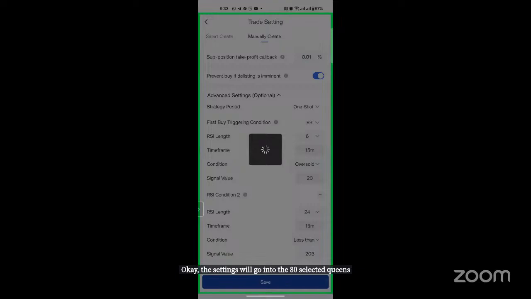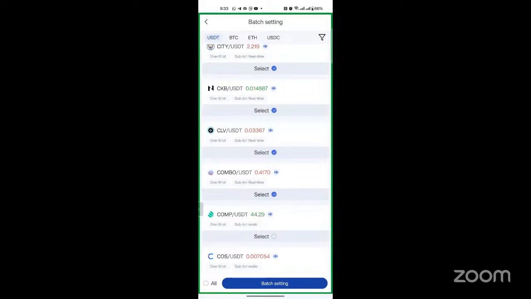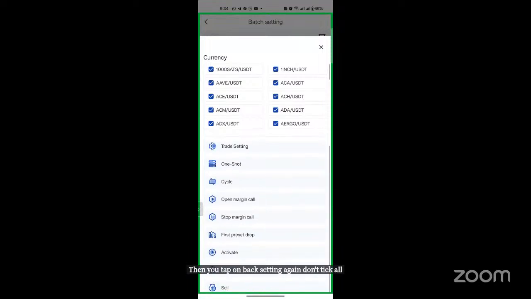If that is clear, give me a 2 in the chat. So you tap on batch setting, you tap on setting, then you pick 80 coins. So the 80 coins are the ones you have ticked. Then you tap on batch setting again. Don't tick all. Then you tap on activate.